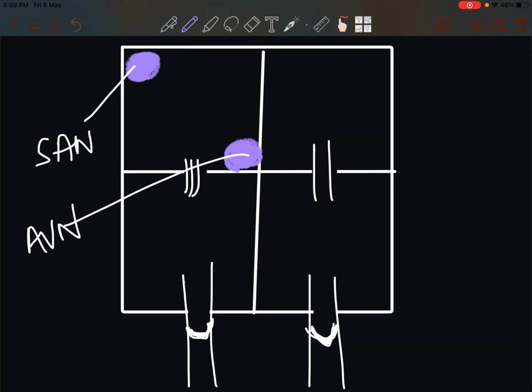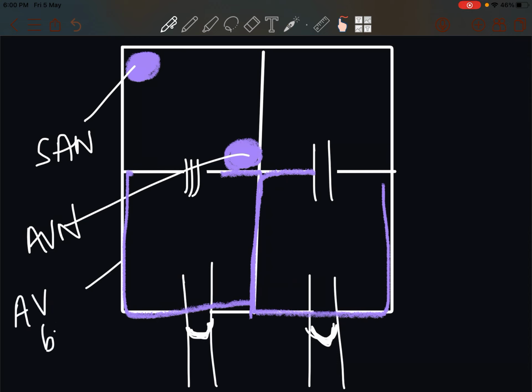Next we have the AV bundle. AV bundle is the atrioventricular bundle. It passes through the atrioventricular septa and then it emerges on top of the interventricular septa. So it goes somewhat like this, and then like this, and like this, and then it also emerges over here and here. So this is basically your atrioventricular bundle. Now, what is the function of this AV bundle?